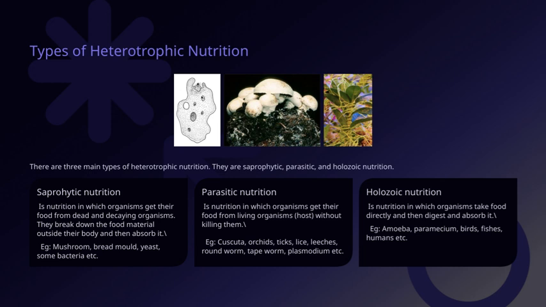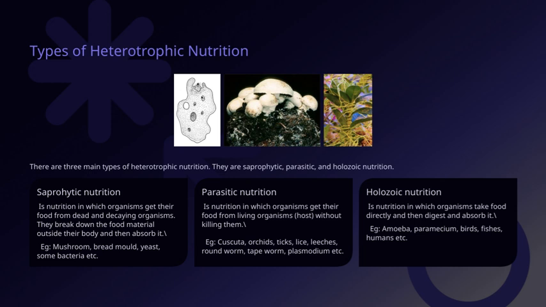Next, we have parasitic nutrition. Examples include cuscuta, orchids, ticks, lice, leeches, roundworms, tapeworms, and plasmodium. These organisms get their food from a living host without killing it. They depend on the host for nourishment, often harming it in the process.